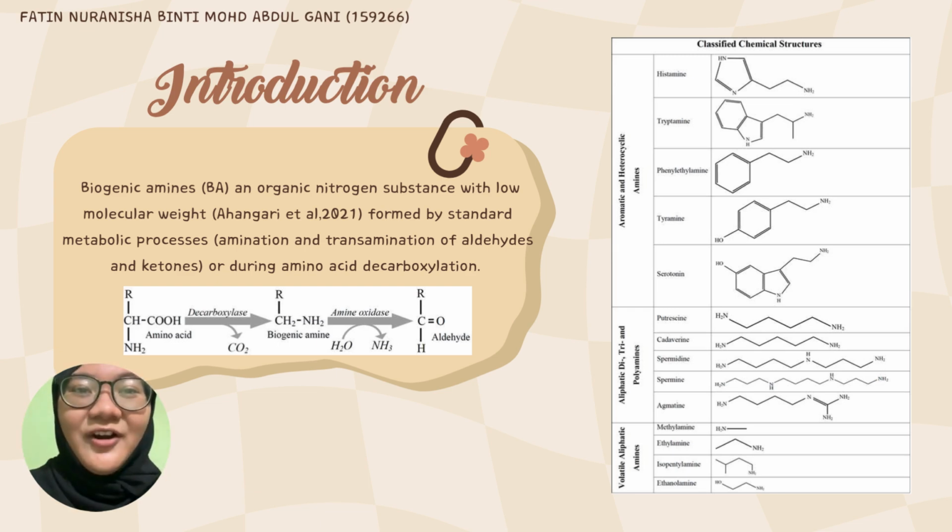Biogenic amines are organic nitrogen substances that form in amino acid decarboxylation. Their chemical structure can be classified as aromatic, heterocyclic, aliphatic volatile amine, aliphatic diamine, and polyamine. Besides, their amine group also can be classified as monoamine, diamine, and polyamine.